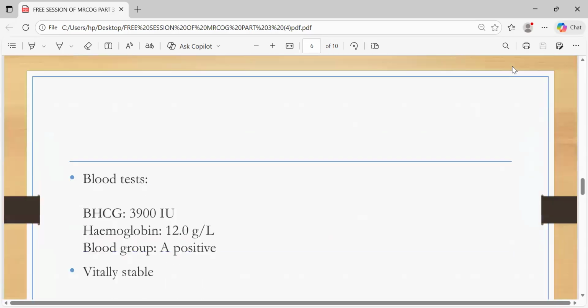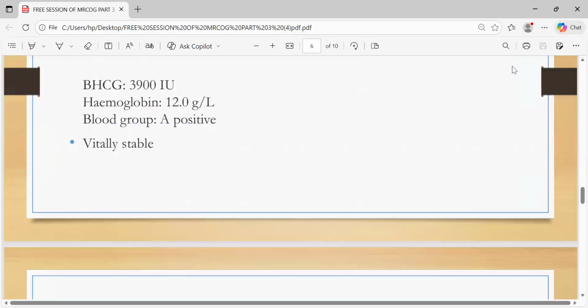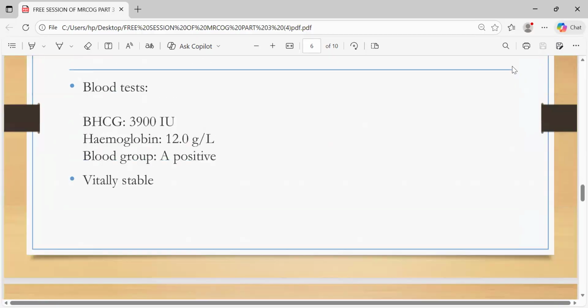we have the blood tests, which show beta HCG of 3,900 international units. Hemoglobin is 12. Blood group is A positive. This is important, but it can be negative also. And the patient is vitally stable. Okay. So, yes. Now, can you please show me the scenario?